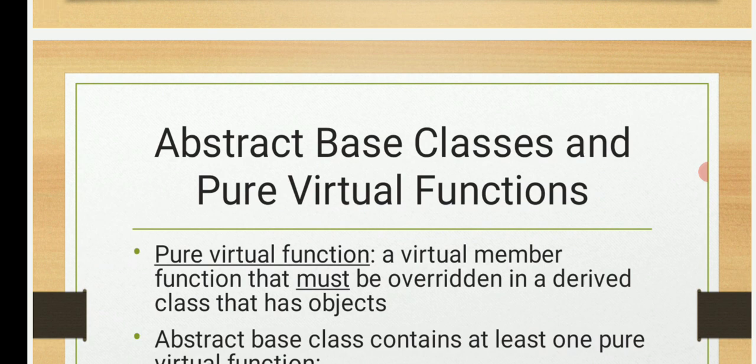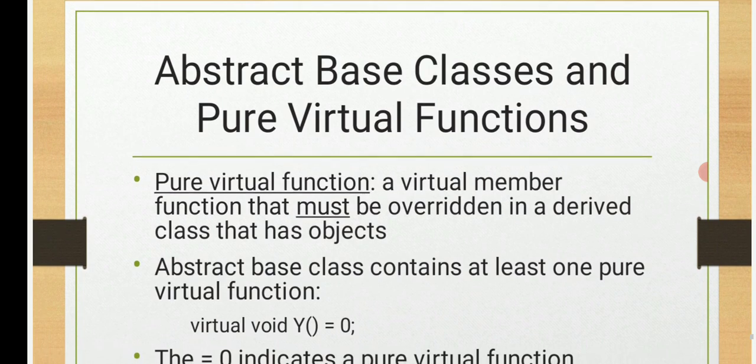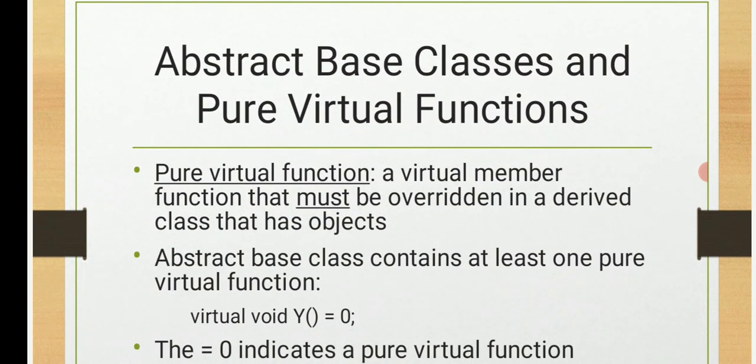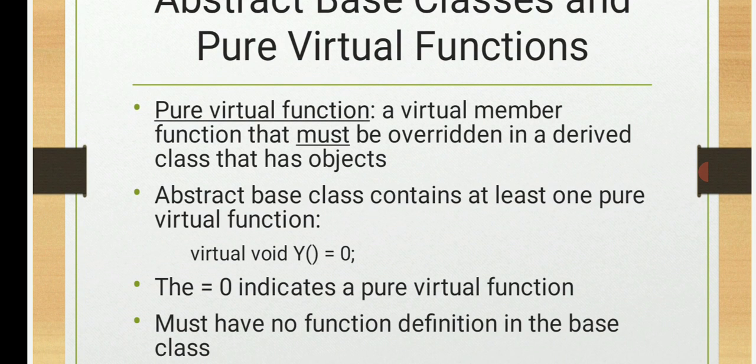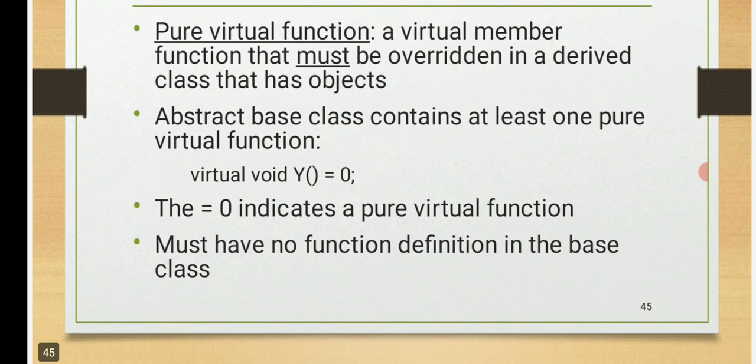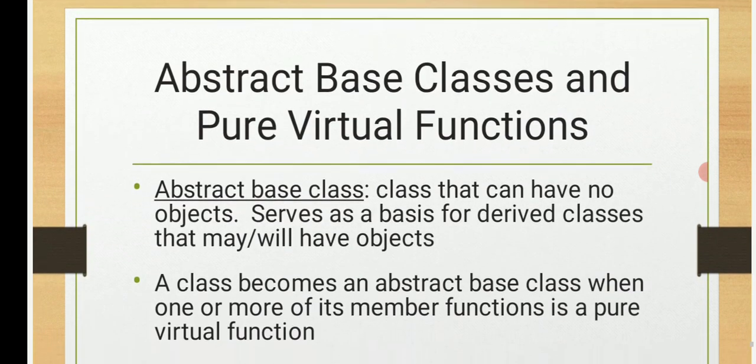A pure virtual function is a virtual member function that must be overridden in a derived class that has objects. An abstract base class contains at least one pure virtual function. So this is an example of a pure virtual function. Virtual is a keyword, void is a data type, y is the function name, and here 0 is assigned. So this is a pure virtual function. Whenever you declare a virtual function and assign a 0 value to it, that is called a pure virtual function. So here 0 indicates a pure virtual function, which must have no function definition in the base class, right? So very important one, pure virtual function.